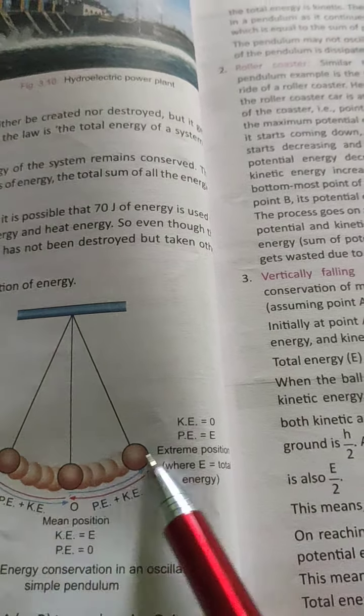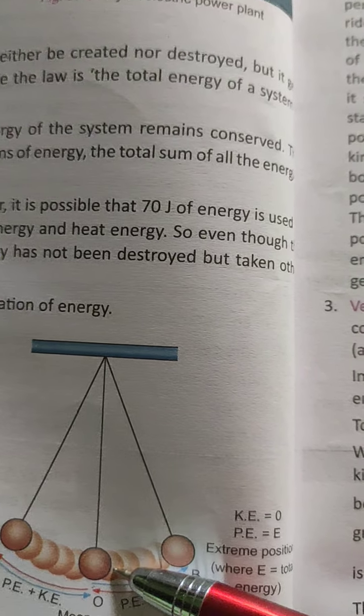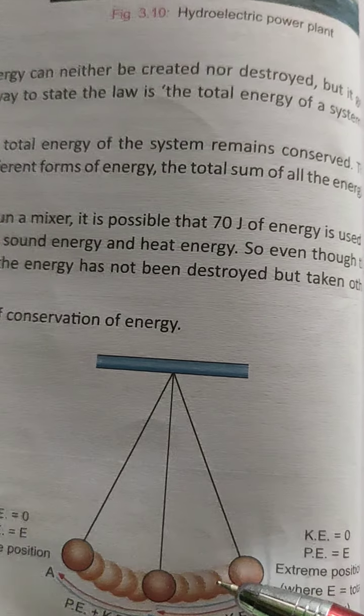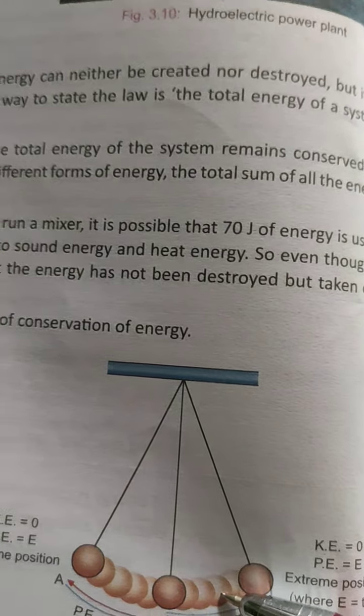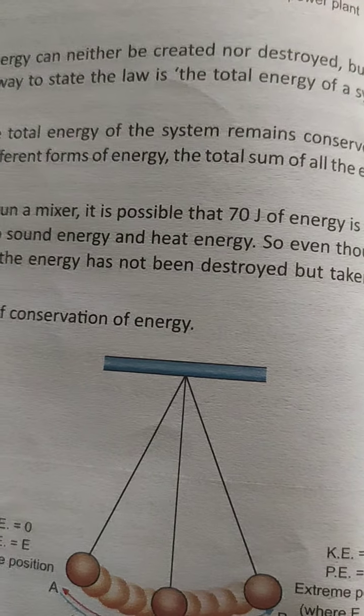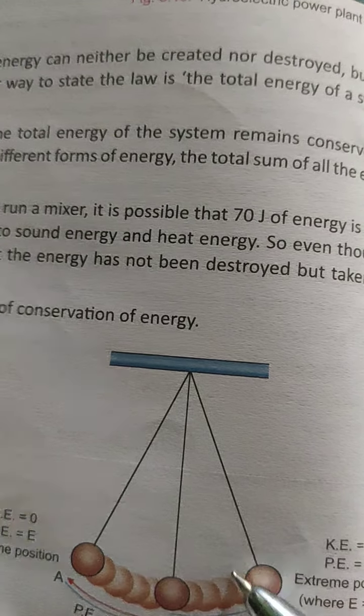On reaching point O, its potential energy becomes zero. This is the mean position, and at this position the potential energy is zero and the total energy is kinetic. Therefore, there is a continuous transformation of energy taking place in a pendulum as it continues to oscillate. However, at any instant, its total mechanical energy, which is equal to the sum of potential and kinetic energy, remains conserved.